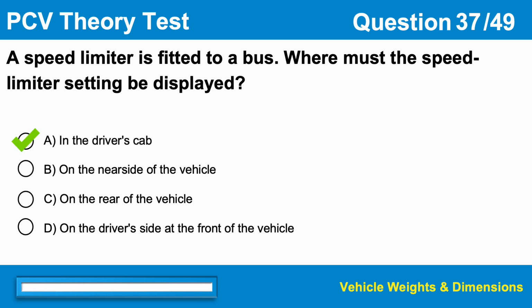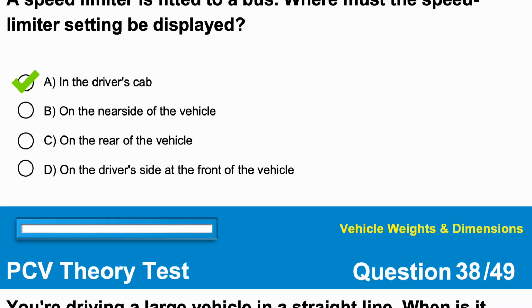The correct answer is A. If a speed limiter is fitted to a vehicle, there must be a notice showing the speed at which it's set, clearly displayed in the driver's cab.